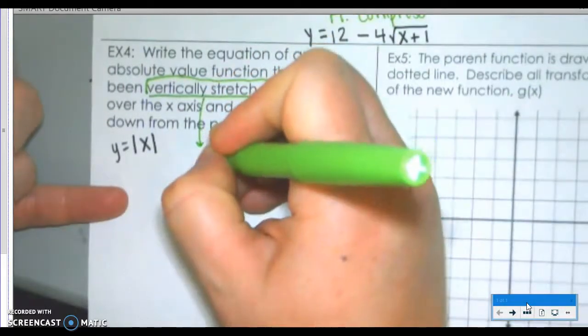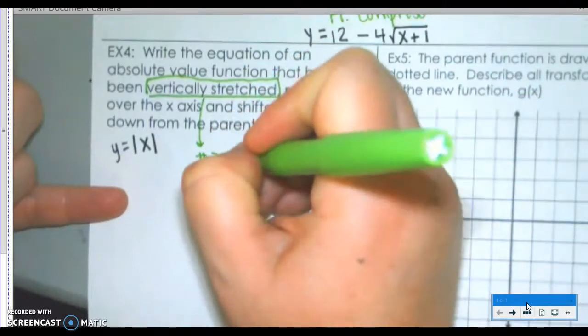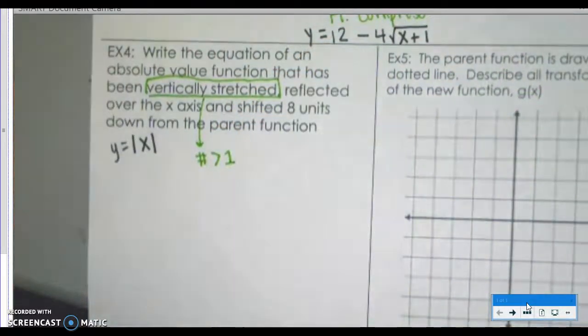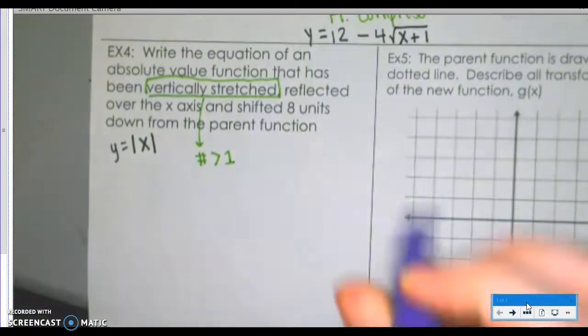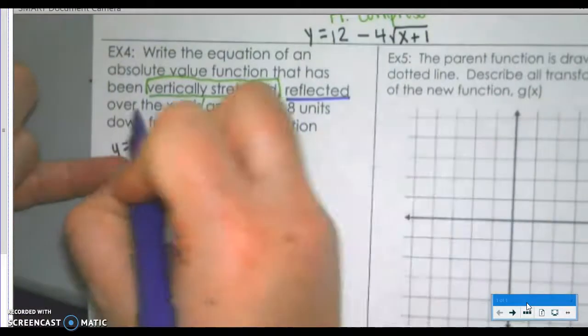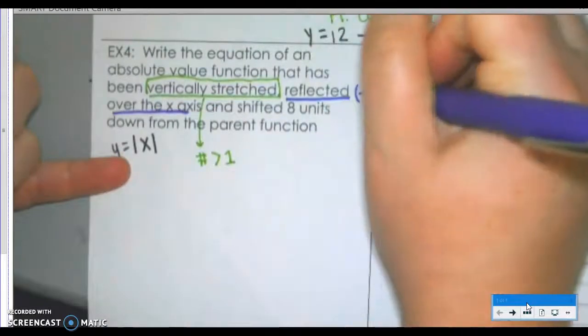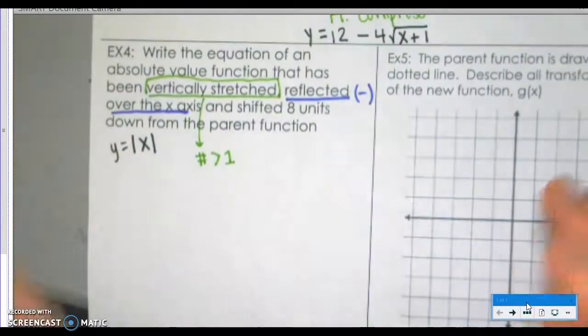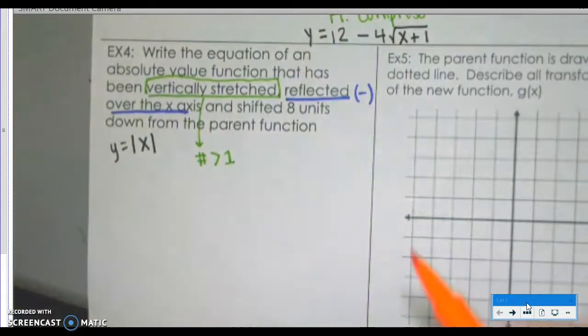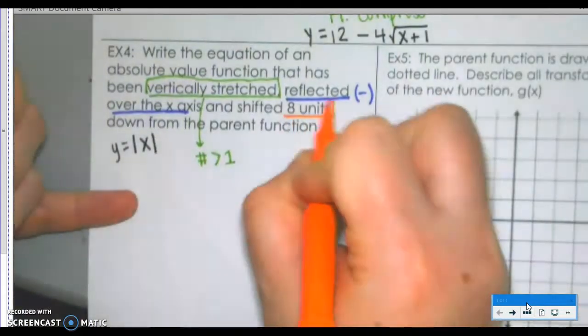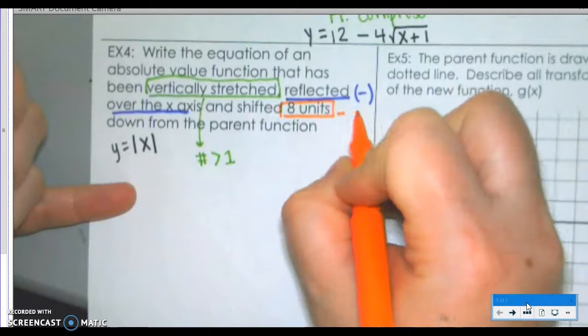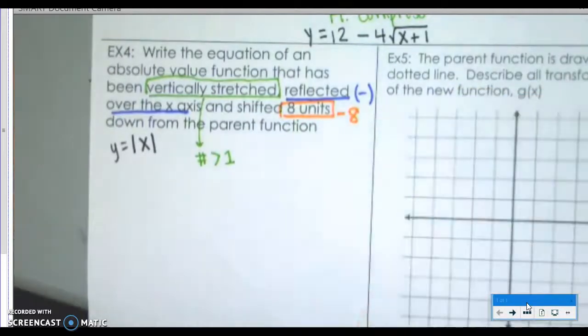So any number bigger than 1. Reflected over the x-axis. So reflected over the x-axis means that I'm going to have to make that number negative. 8 units down. Down means I'm going to need a -8 on the outside. And let me reread it just to make sure I didn't miss anything. Vertically stretched, reflected over the x-axis, shifted 8 units down. So that looks like we're good.